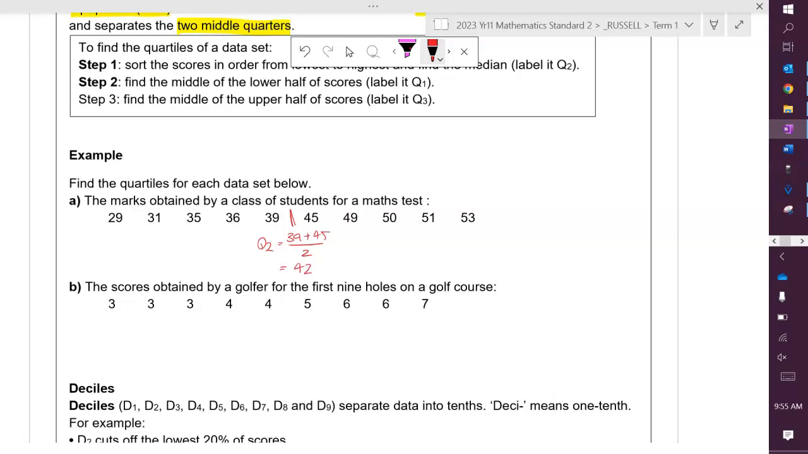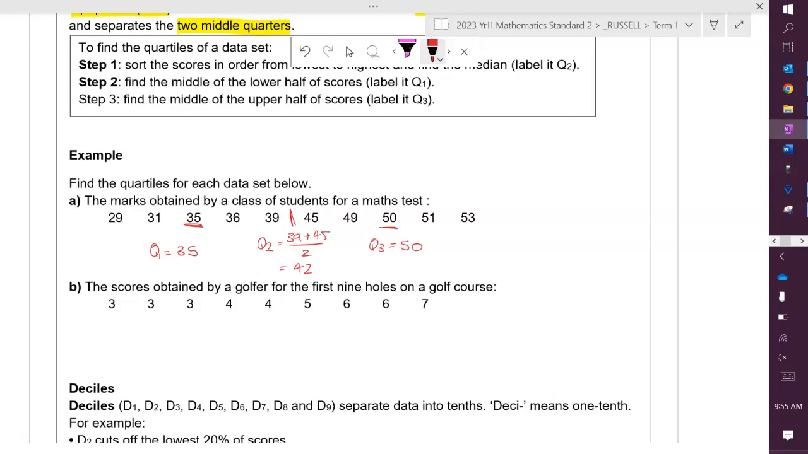I'm then looking at this bottom half of scores to find my Q1. There are 5 numbers, so my middle score, which is Q1, is going to be 35. I'll do the same at the top. I want the middle, which is my Q3, which would be 50.